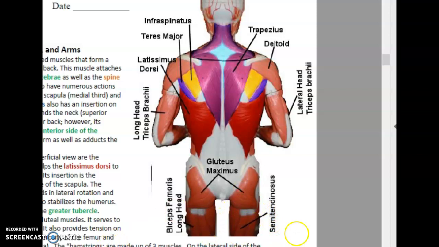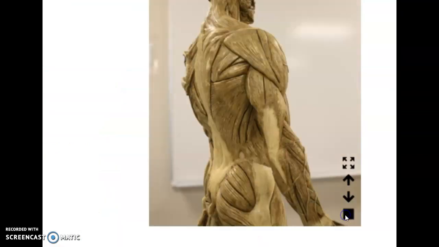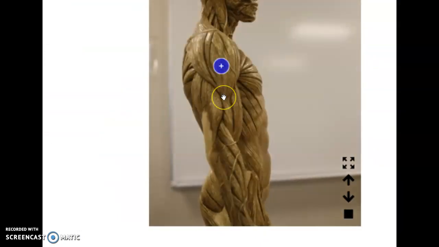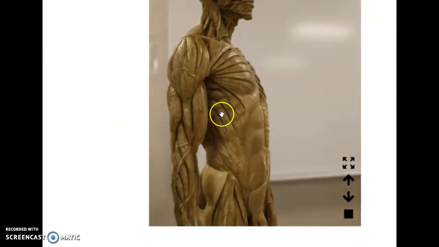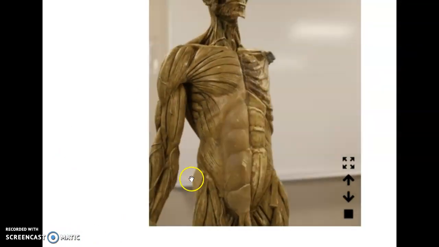So rotate, try to find all the muscles. And those pink and blue and green dots are going to be zoomed in static pictures from your lab book.